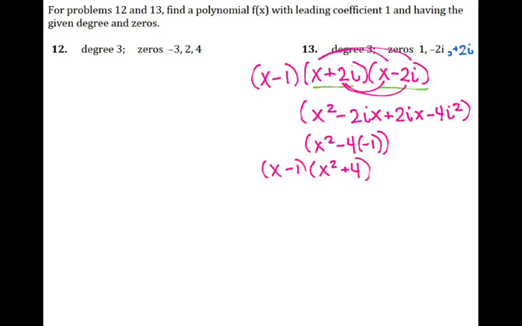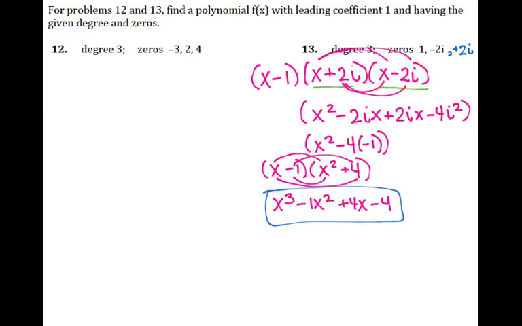And I still need to multiply that by x minus 1 in the front. So x times x squared is x cubed. Negative 1 times x squared is negative 1x squared. x times 4 is 4x. And which one did I miss? Oh, I did the x times 4 twice. Whoops, 4x. And then negative 1 times 4 is negative 4. So there is your polynomial. And if I look at my final answer, I have a degree of 3 because I have an x cubed.